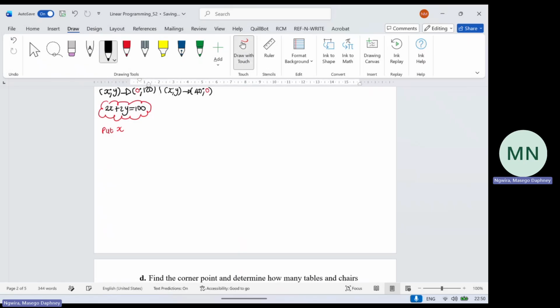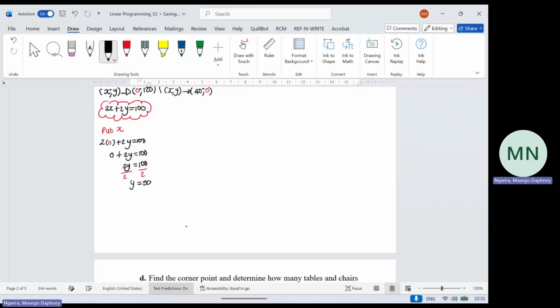So this will be 2, then x in a bracket, plus 2y. Wherever I see x, I put 0. So this will be 0. Now we solve: 2 times 0 is 0, then plus 2y equals 100. So this will just be 2y equals 100. Now I need to divide both sides by 2 because I am solving for y. They cancel, or if you divide 2 by 2, it's 1. So y equals 50.